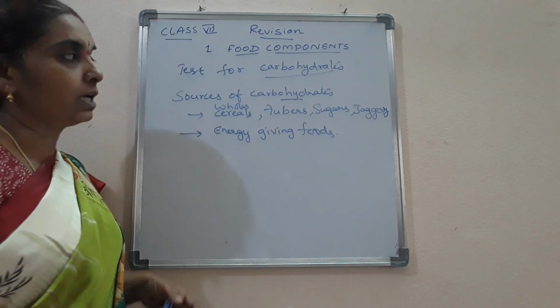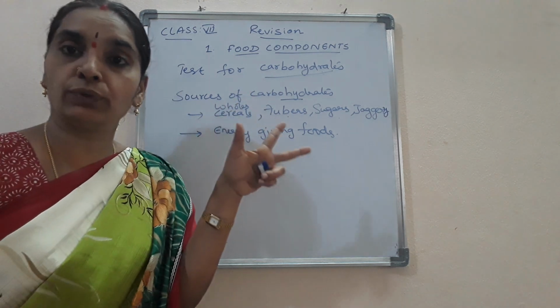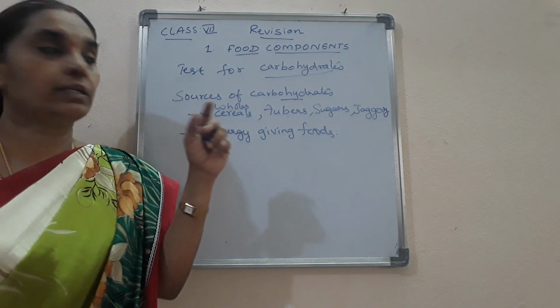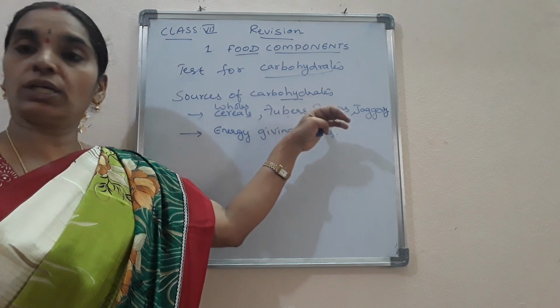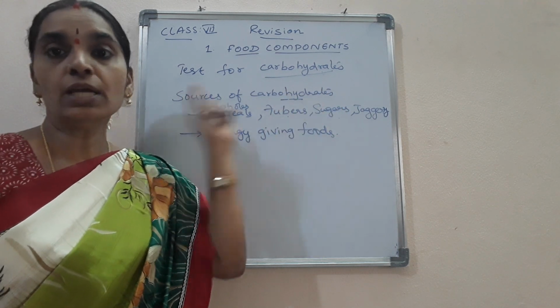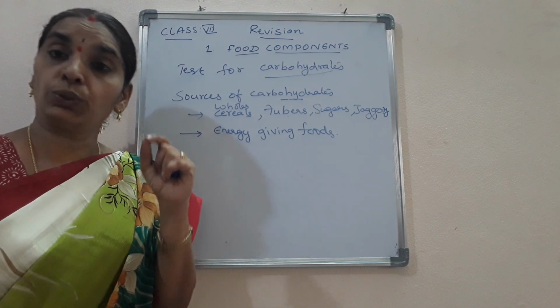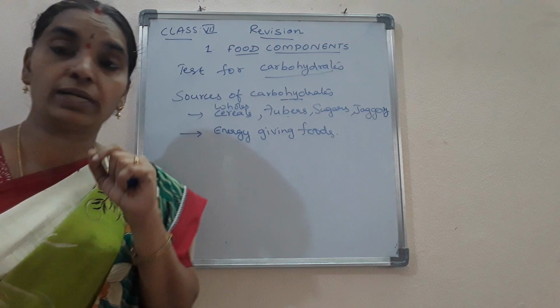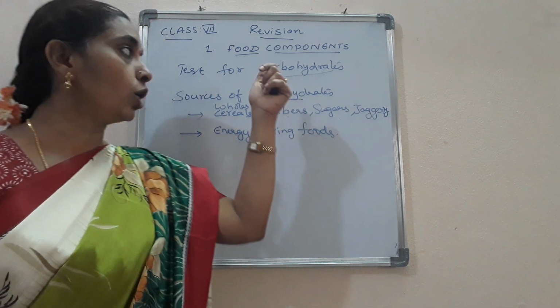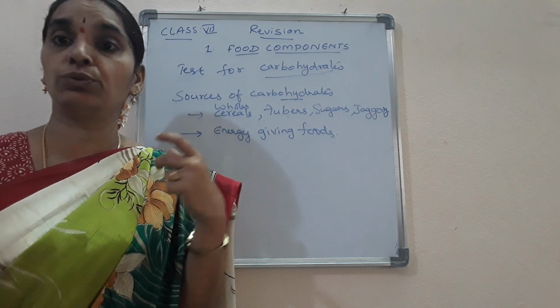Is it clear, children? So these carbohydrates are present in almost all the fruits and vegetables also. Fruits also contain sugars or glucose, which are the sources of carbohydrates to our body and they give us energy. So you know that the main function of food is to give energy. Carbohydrates supply the basic part of the energy through the food.